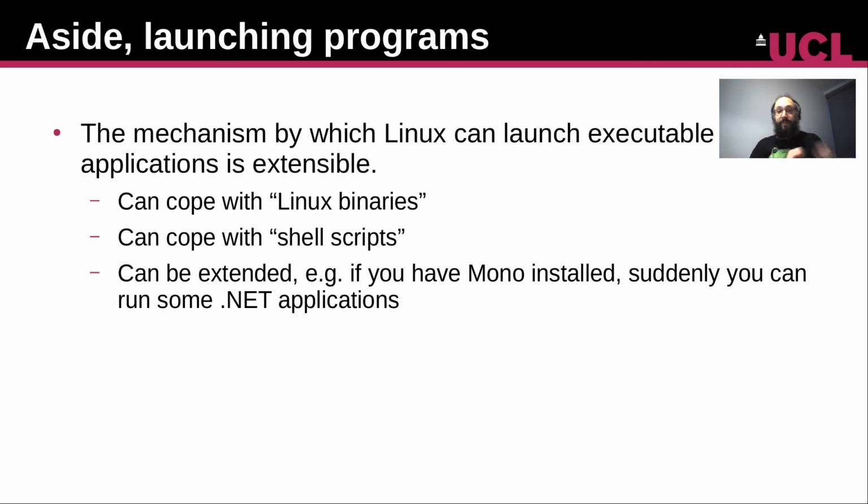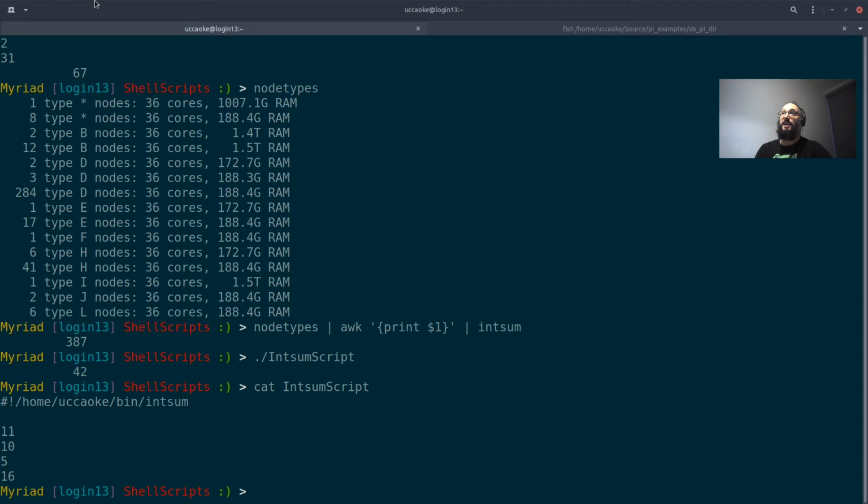Let's step back from the madness for a minute. So I said that part of what happens is the shebang is looked at when you tell the operating system to run the executable. This is actually a really cool mechanism in Linux that's a lot more extensible than you might imagine. So when you run an executable, for example, it can start a Linux binary, right? So that is literally what a file of the same type as intsum is.